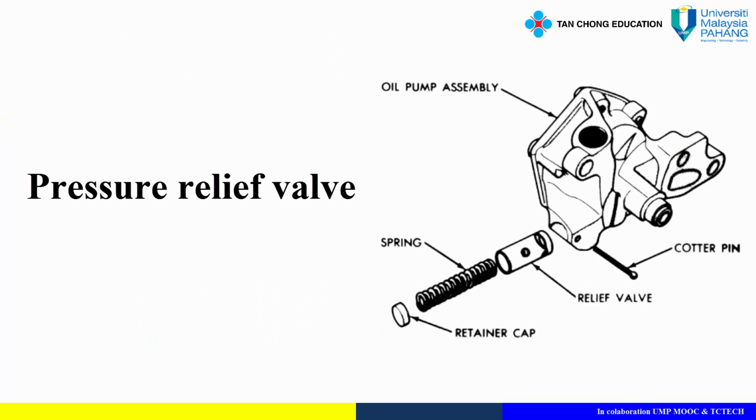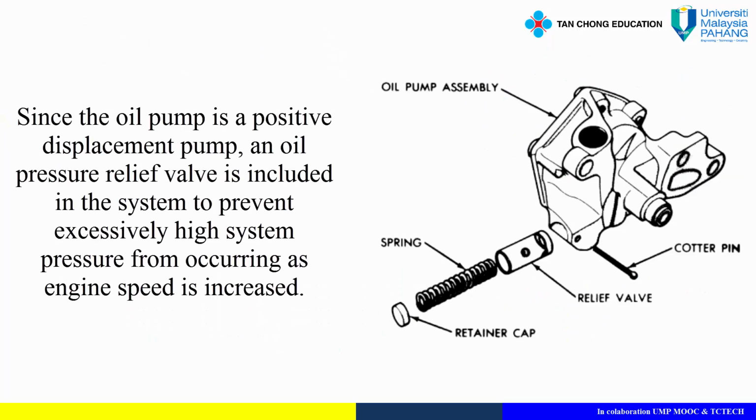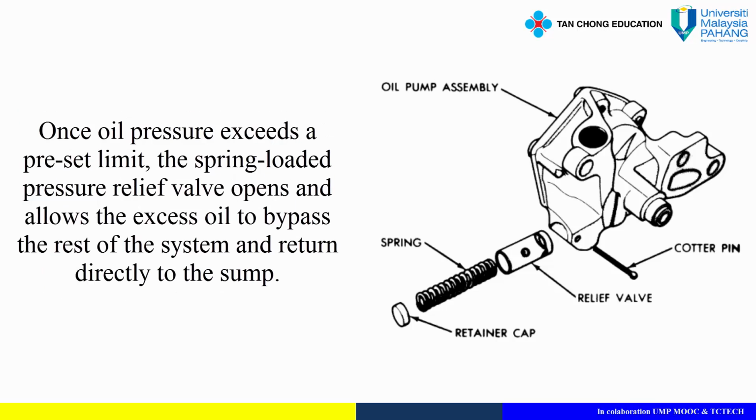Pressure relief valve. Since the oil pump is a positive displacement pump, an oil pressure relief valve is included in the system to prevent excessively high system pressure from occurring as engine speed is increased. Once oil pressure exceeds a preset limit, the spring-loaded pressure relief valve opens and allows the excess oil to bypass the rest of the system and return directly to the sump.